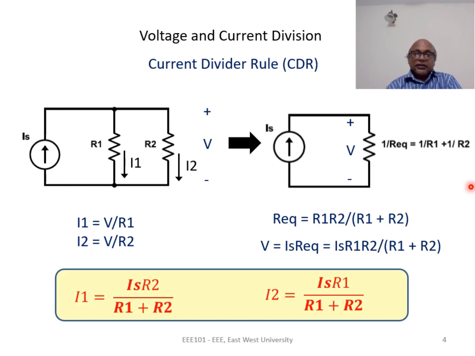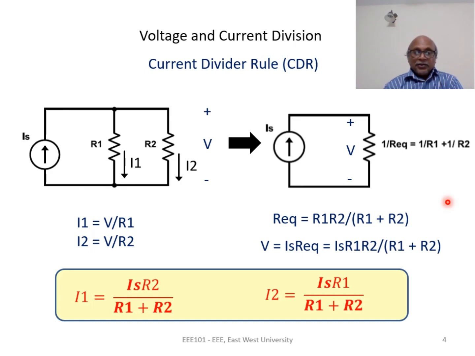Again, if we look at the structure of the equation, we see some pattern. There are common parts in both equations shown in bold. Is divided by R1 plus R2 is the common part. So what is the common part? The total current of the parallel combination divided by the sum of the two resistances. This is similar to the common part of voltage divider rule, which was the total voltage of the series combination divided by the sum of the resistances.